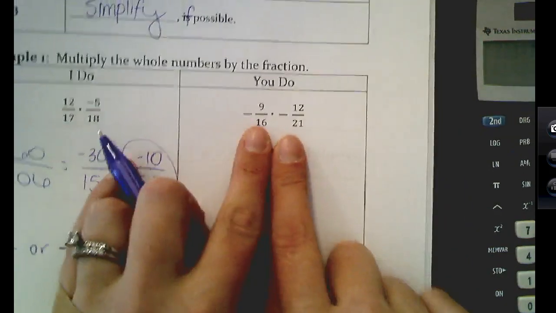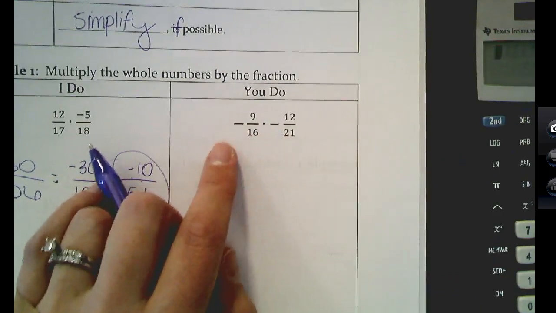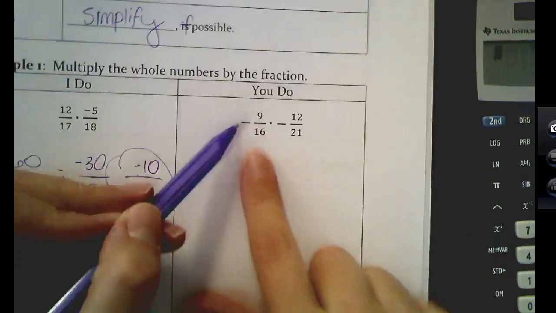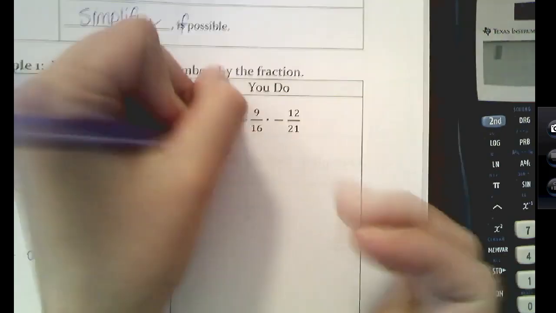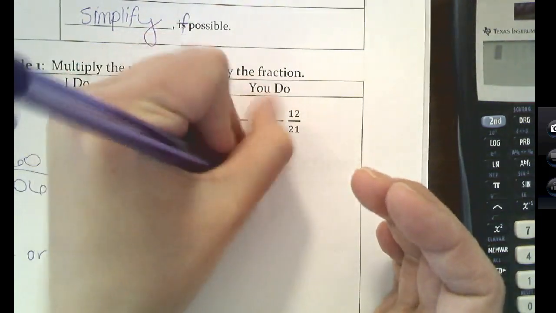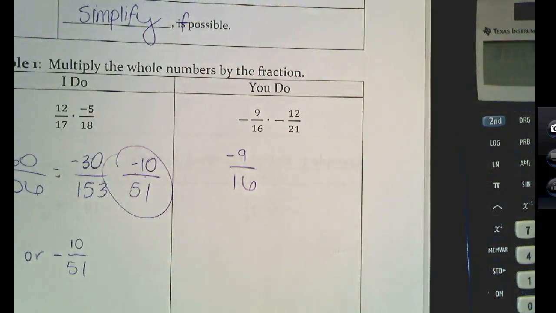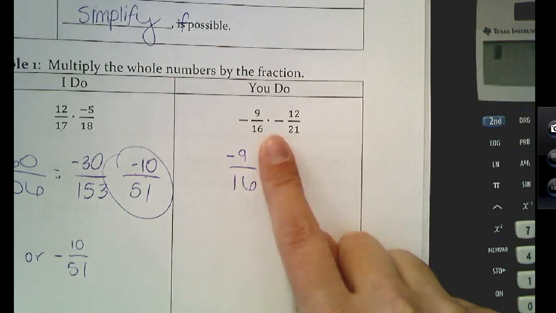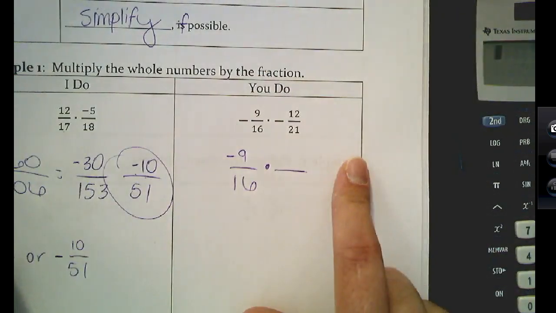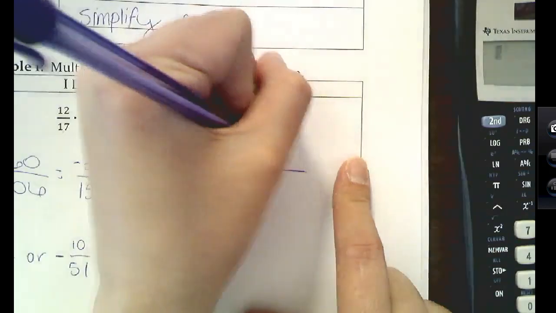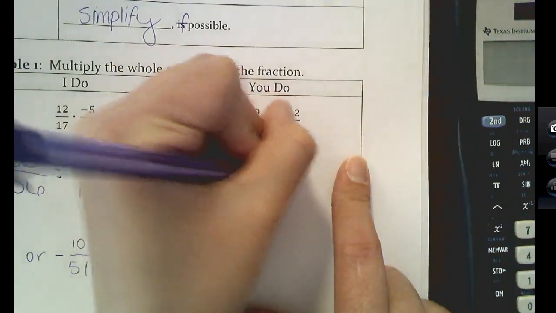Now, let's take a look at the second example here. Are you with me? All right, so we have negative 9/16. The first thing that I'm going to do is I'm going to take the negative and I'm going to give the negative to the 9. And I'm going to rewrite that fraction as negative 9 divided by 16. So I like to start off by taking my negative and assigning it to my numerator. Now for my second one, it's also negative. So where am I going to put that negative? Where did I tell you to put it? In the numerator. So I'm going to call it a negative 12 over 21.